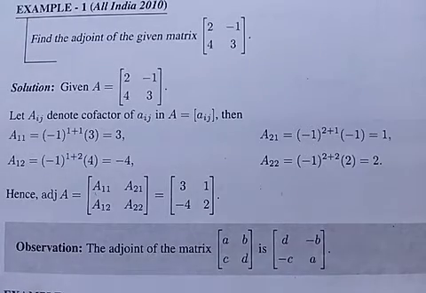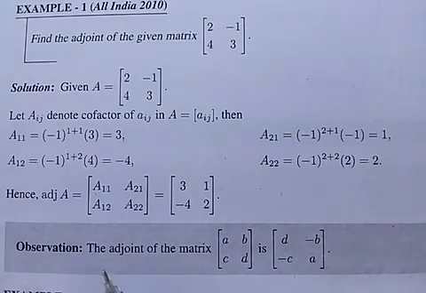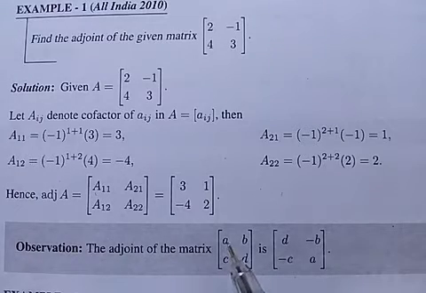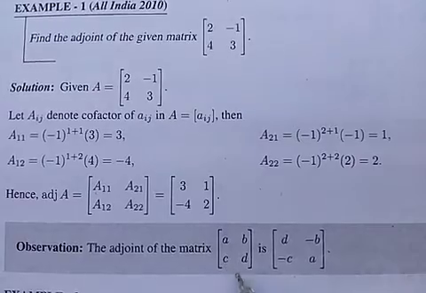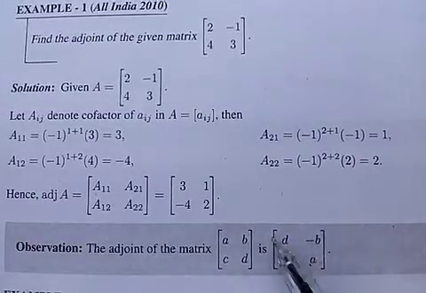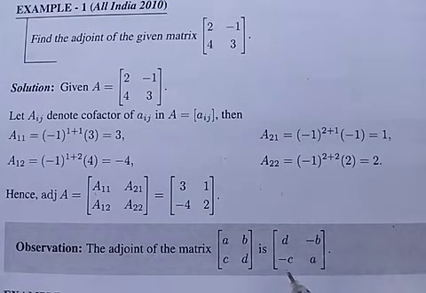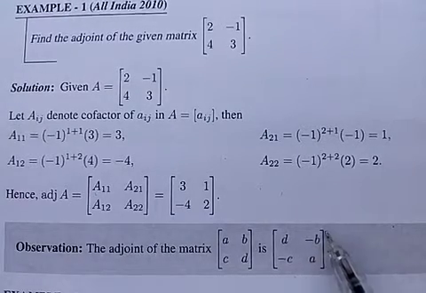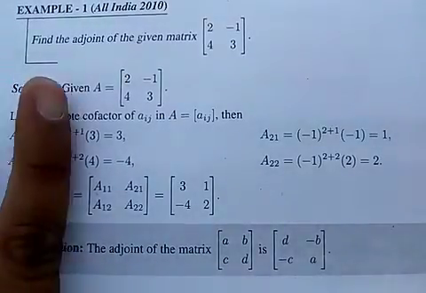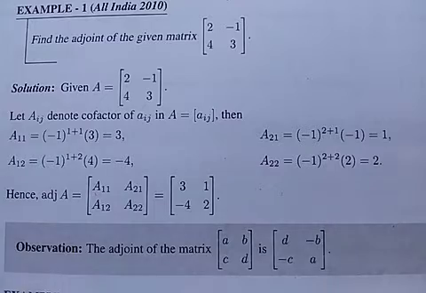We have an observation to find the adjoint of a square matrix. If we have elements of square matrix a b c d, then we can interchange the diagonal elements and change the signs of the elements in positions A12 and A21. We can arrange these elements to find the adjoint of the square matrix.